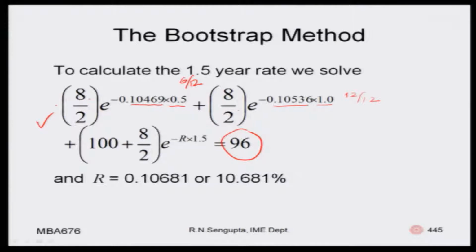And for the last calculation which you will need to do on the left hand side, it is 100 is the face value, 8/2 is the coupon payment. Now, you will ask yourself what is the interest rate? You do not have that interest rate for 1.5 years.